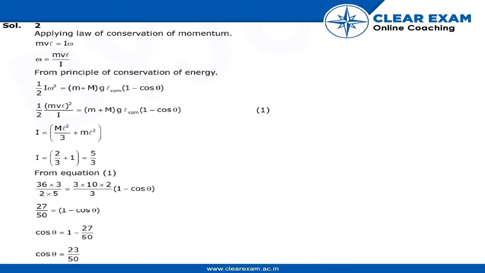From the principle of conservation of energy, we can get I, the formula ml square by 3 plus ml square. From here we get the value of I to be 5 by 3. From equation 1 again, we can get the value of cos theta, which comes out to be 27 by 50 is equals to 1 minus cos theta. Cos theta is equals to 1 minus 27 by 50, which comes out to be 23 by 50, which is our answer.